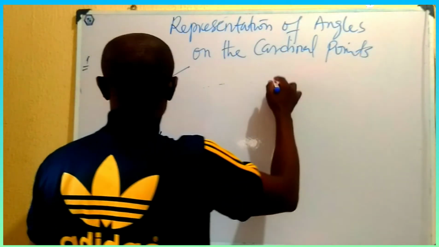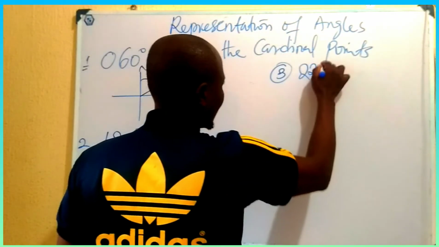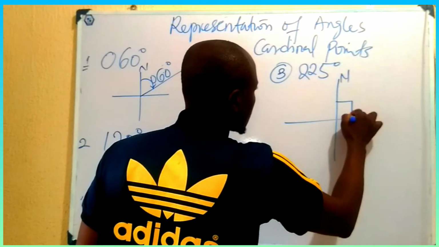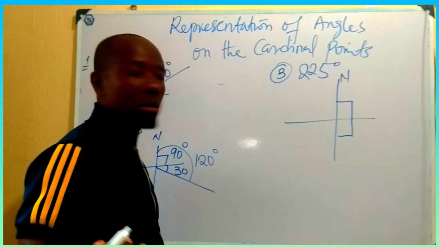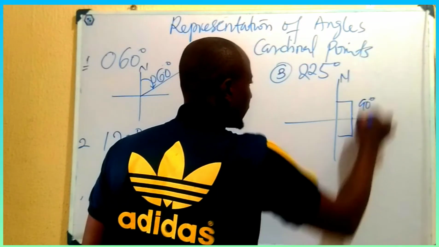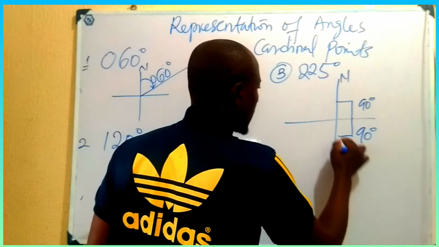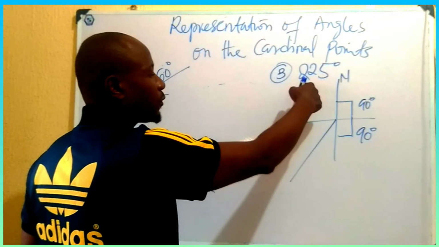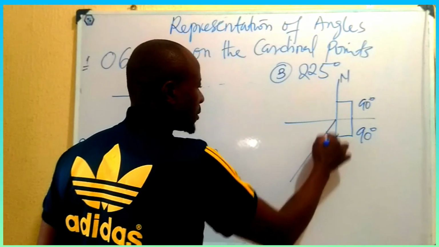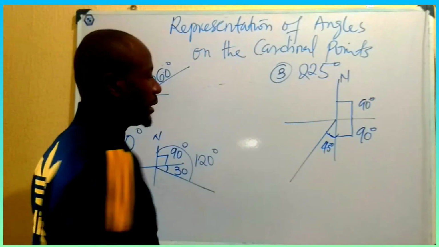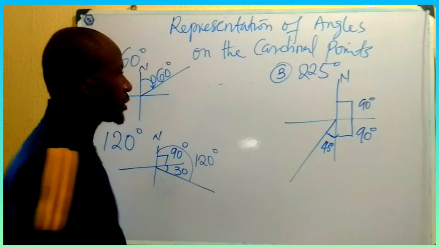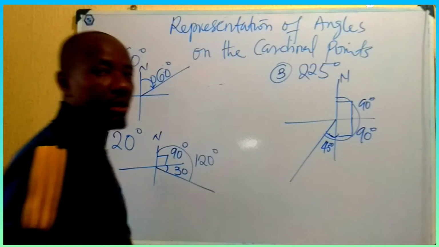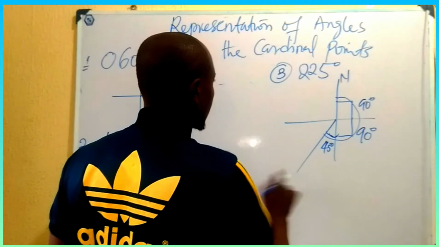So the next one we are going to represent is what? 225 degrees. So we have this, north, 90 we take, 90 we take. We have what? 180. So we have 90 for the first cardinal point, 90 for the second cardinal point. Now what we have left is 225 minus 180 will give us what? 45 degrees left. So the 45 degrees will enter the third cardinal point. So that when you add everything from here to here, you have your what? 225 degrees, right?